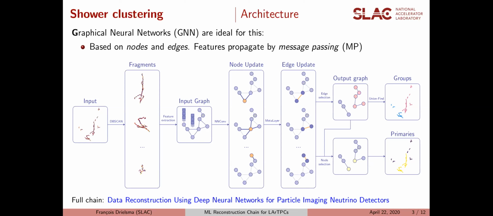And then at the output, we use these edge features and we reduce them to an edge score essentially. And we try to predict which edges are on and which edges are off. So which 2 fragments in a shower are connected and which are not. And we also want, once we have the prediction about the group, to try to predict which node within each group is most likely to be the initiator of the shower. So this is primary prediction.